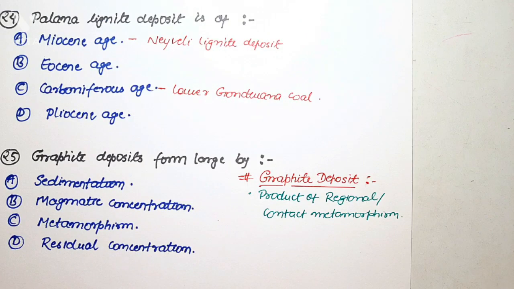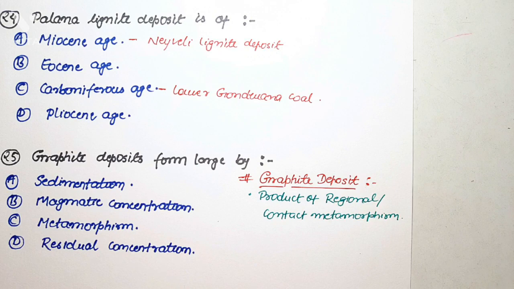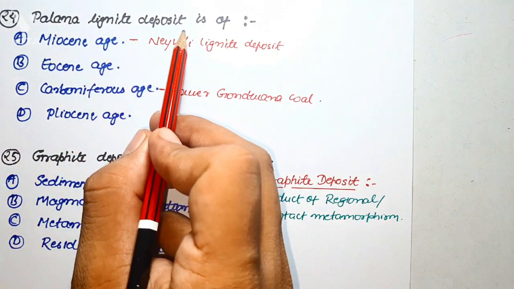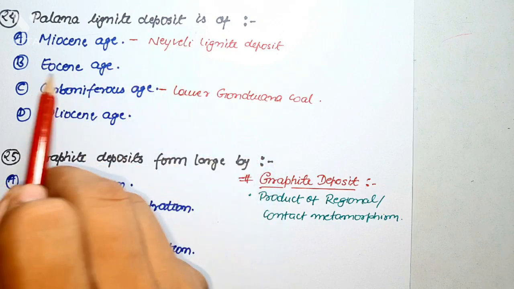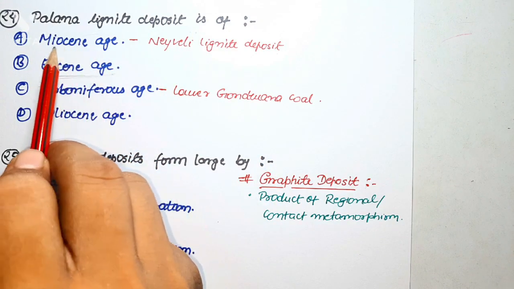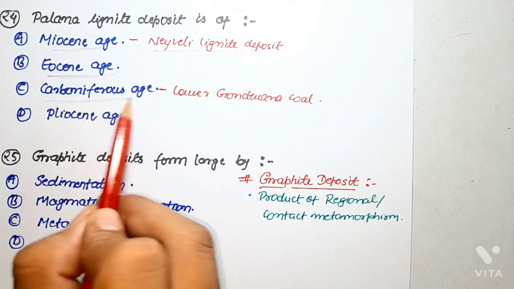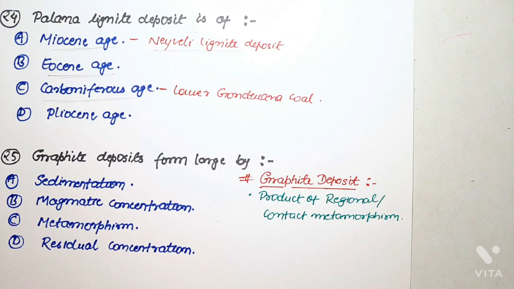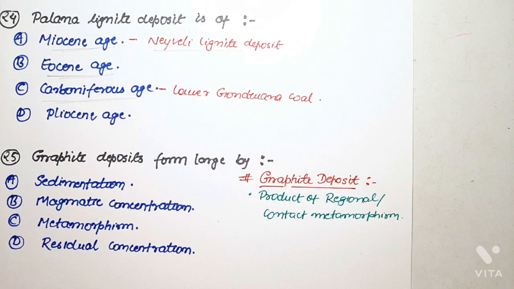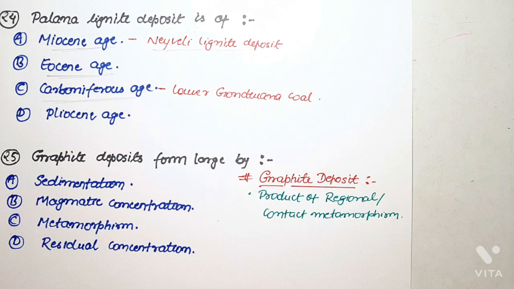Next question says Palana lignite deposit is of. Okay, so basically all the lignite deposits of India, or you can say of the world, are of tertiary age. Now, Palana lignite deposit is one of them, and the age of Palana lignite deposit is Eocene age. The lignite deposit of Miocene age is the Neyveli lignite deposit, and the coal deposits of Carboniferous age are basically of bituminous rank, not of lignite rank. All the lignite deposits are of tertiary age. So as far as Palana lignite deposit is concerned, the age of Palana lignite deposit is Eocene.